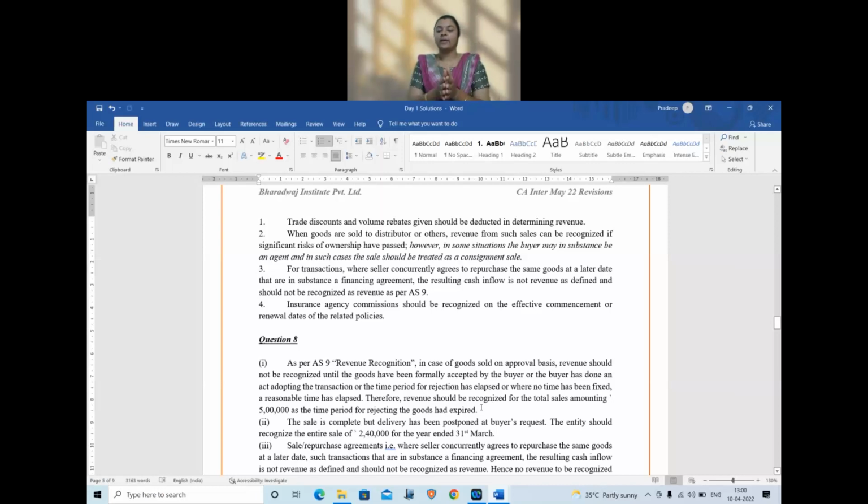Okay, this is how your answers have been framed by ICAI, but I would also recommend you to split the answer and show: for 3,75,000 on or before 31st January, and for the remaining 1,25,000 before 31st of March.